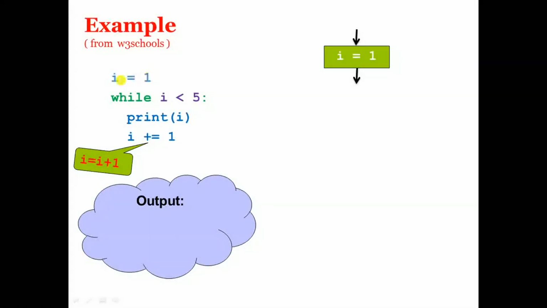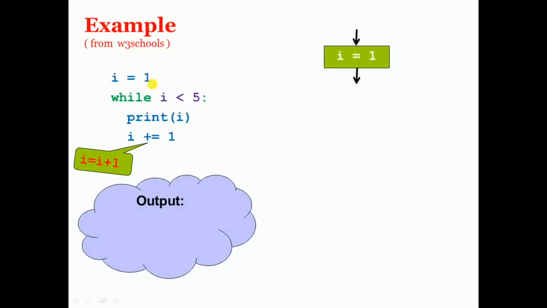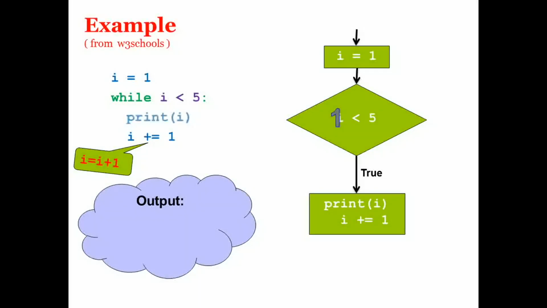Firstly, in this program, we have an initialization, i = 1. Then we have a condition, i < 5. So what is i? i is equal to 1. 1 is smaller than 5, it is true. Then it will print out 1, and on the output you will see the number 1. And after that, i will be equal to i + 1. It means i will be equal to 2.